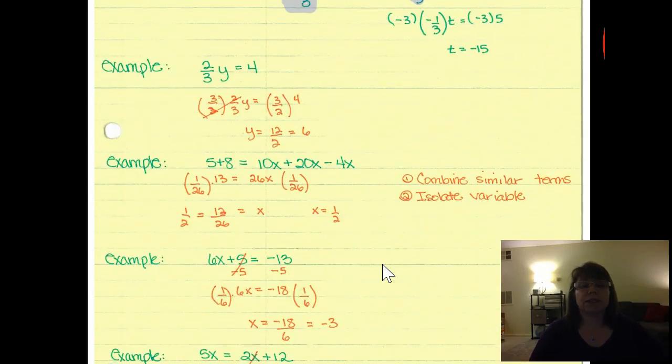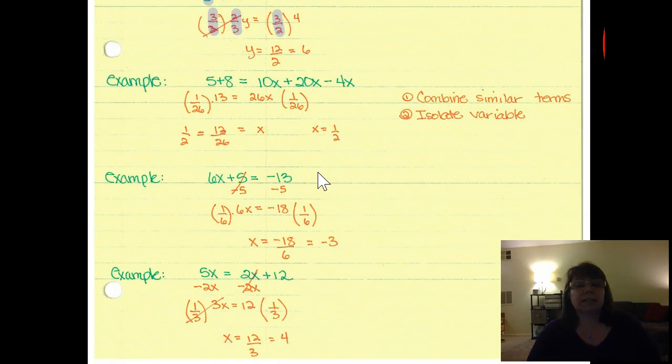So I have a few more examples I want to run through quickly. 2/3 y equals 4. The reciprocal of 2/3 is 3/2, and 3/2 times 2/3 will get us the 1. We multiplied the left-hand side by 3/2, so we must multiply the right-hand side by 3/2. Now that the left-hand side is just y, 3 times 4 is 12, and 2 times 1 is 2. But 12 over 2 is 6. So y equals 6 in this case.